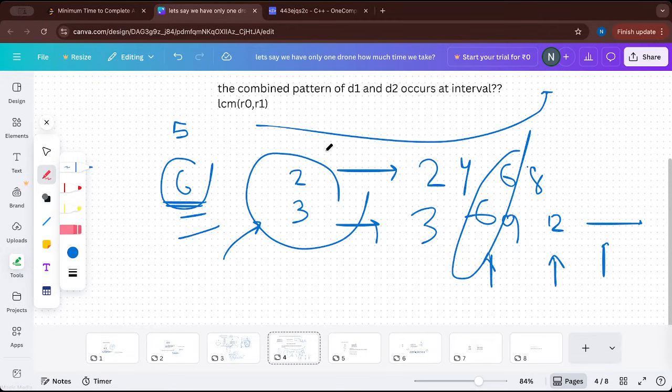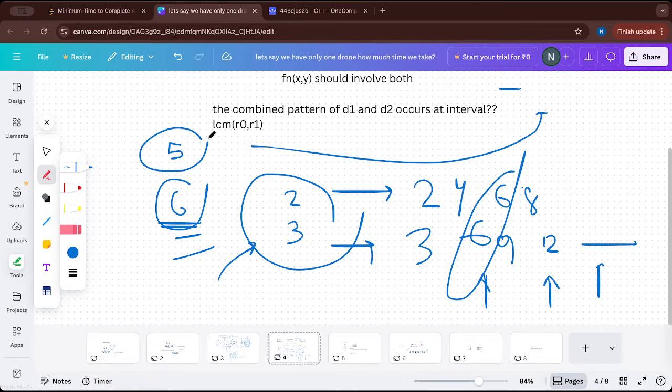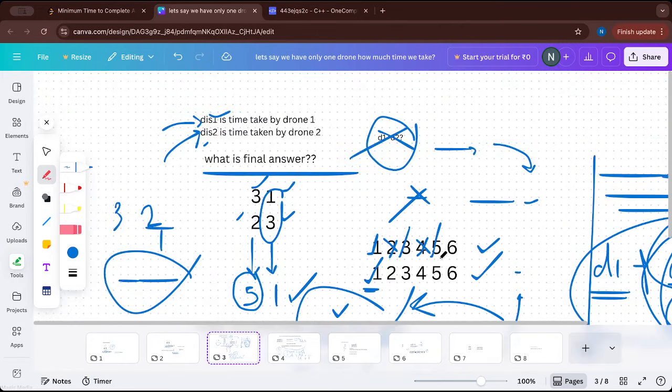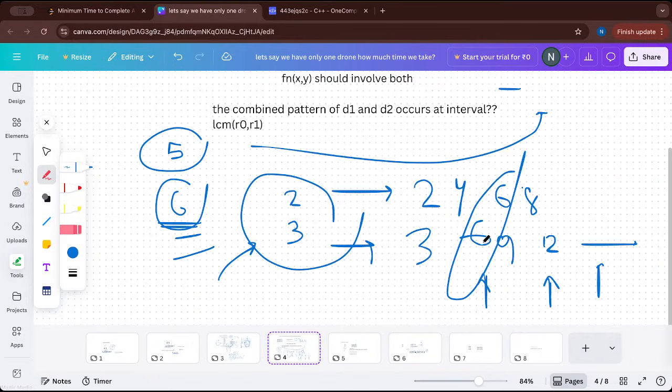And why is this correct? This can be correct in the cases where taking the maximum of d1 and d2, the maximum of distance 0 and distance 1, is not possible. And when is that possible? For example, this may be a case where both have the same recharge hours. So when a single drone is recharging, the other is also recharging, so the other cannot deliver. In this way, the maximum is not the answer. We can find the answer simply by the LCM. So hope you got this.